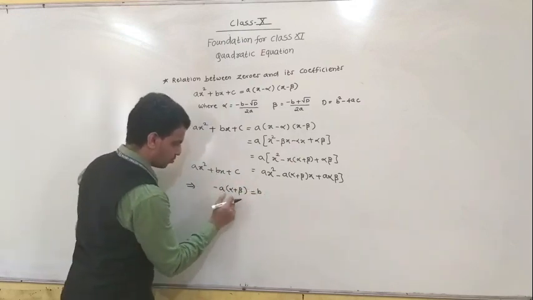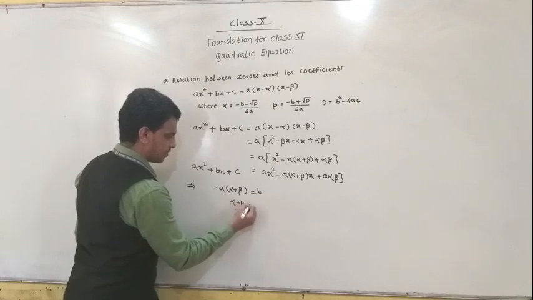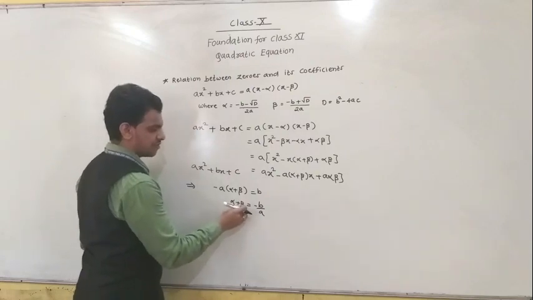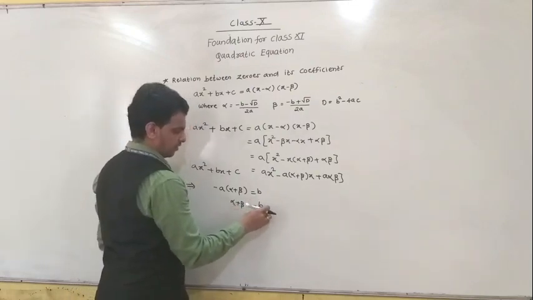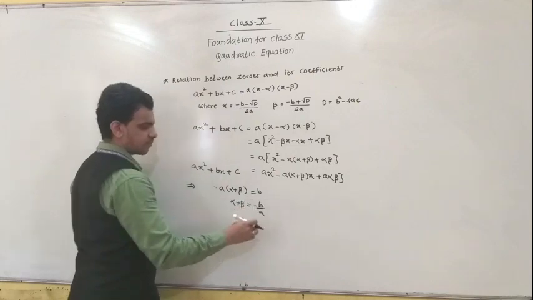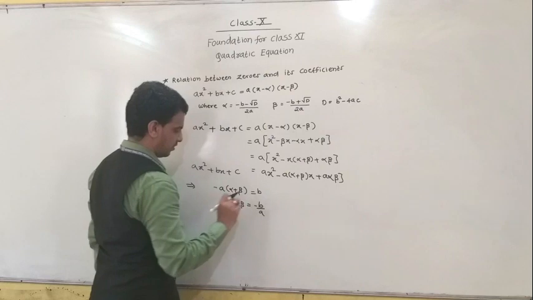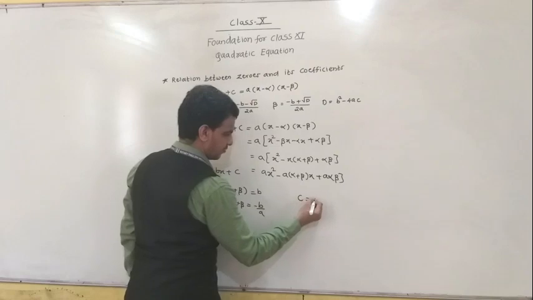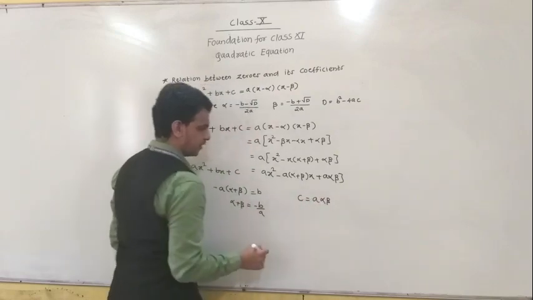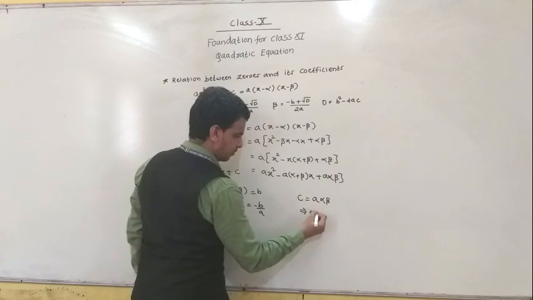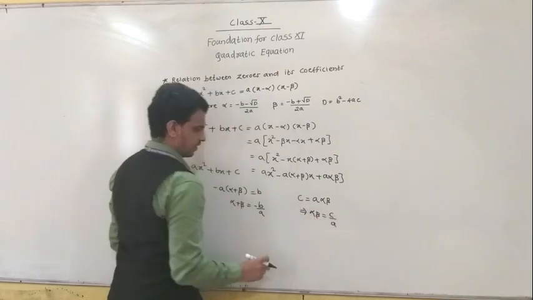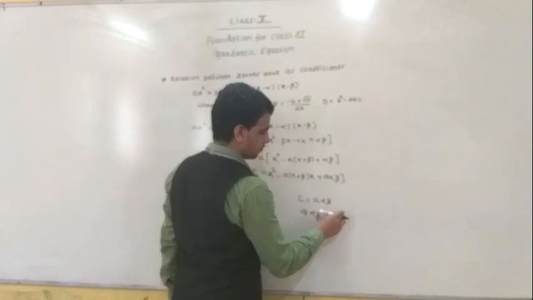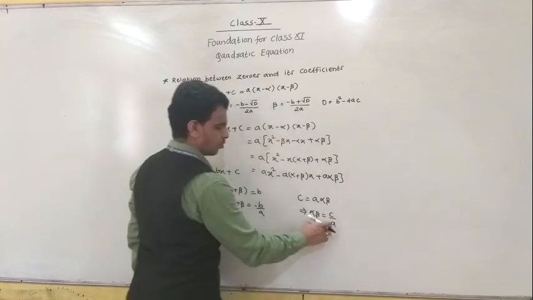So by using this we will get alpha plus beta is equal to minus b by a. That is, the sum of the zeros is equal to minus b upon a, that is minus the coefficient of x divided by the coefficient of x square. Similarly, if we equate the last term, that is a c is equal to a into alpha into beta, so we will get alpha into beta is equal to c by a. That is, the product of zeros is equal to the constant term divided by the coefficient of x square.